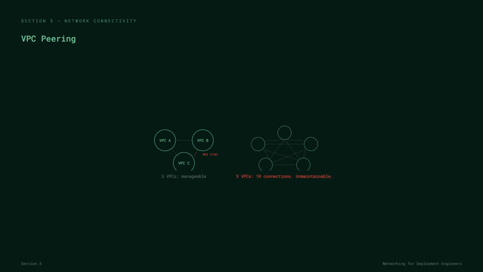At 3 VPCs, that's manageable. At 5 VPCs, you are writing 9 peering connections. At 10 VPCs, you are managing 45. It becomes unmaintainable fast.